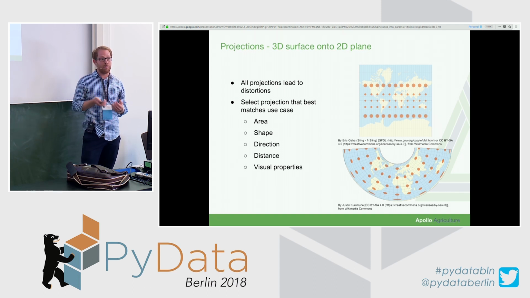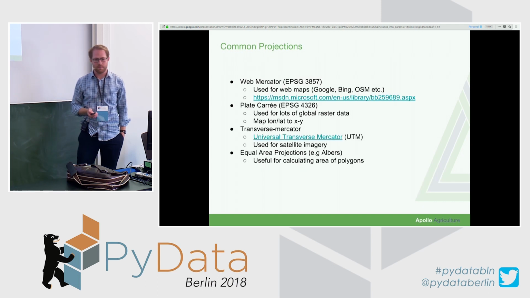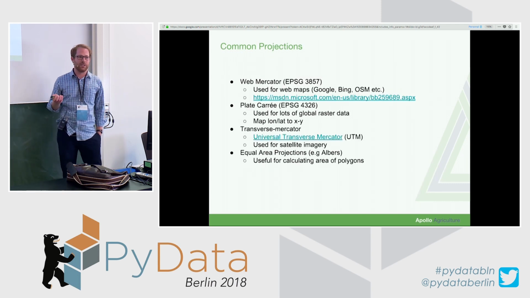An alternative projection is on the bottom, and in this projection, the shape gets incredibly distorted, but the actual size of these circles is the same. So if you want to do a calculation about area, for example when we're calculating the area of a field, we want to work in a projection where area is conserved or at least minimally distorted. Common projections you'll see.